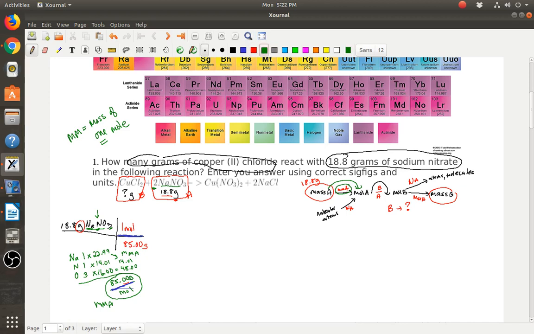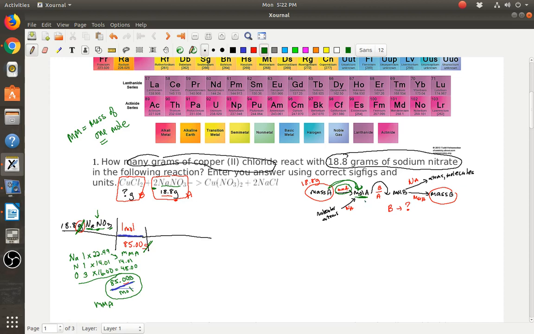Now I can cancel out the units. Grams cancels with grams. And that makes sense because I'm going from mass to moles. So I should have moles on the top. So that's the first step. All right, now I'm going to go for the next step.